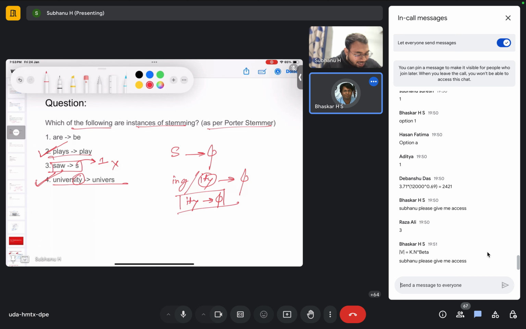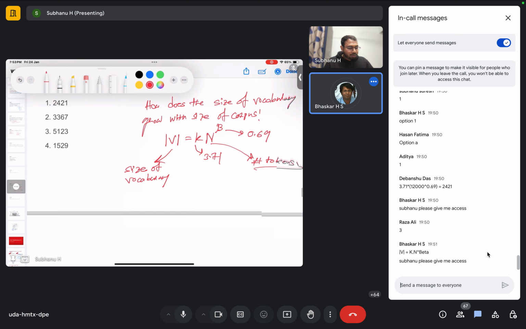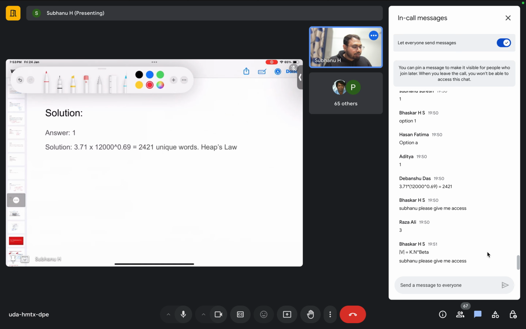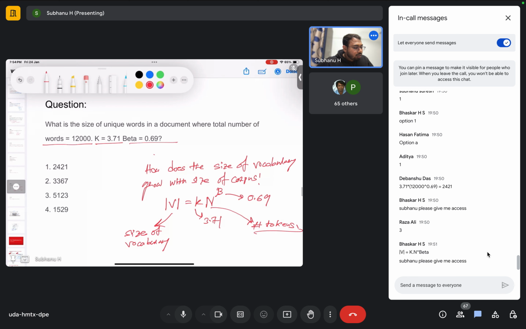Okay, so let's come to our question. What the Heaps law says is, some people have already answered this: 3.71 into 12,000 and root over 0.69 into 2421. So this was the law.